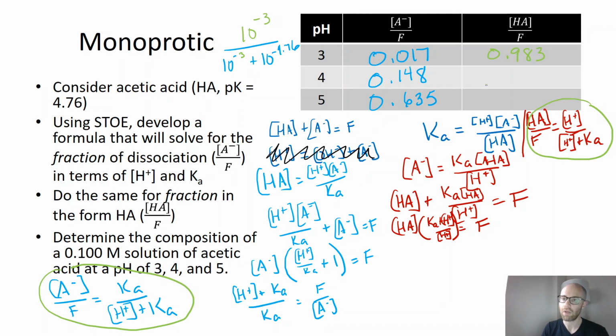0.983. If you plug in a pH of 4, you get a fractional composition here of 0.852. And for the pH of 5, you do get 0.365. And as you can see, obviously they add up to 1. They kind of have to. That's the mass balance. But also, as the pH goes up, the amount of HA goes down.